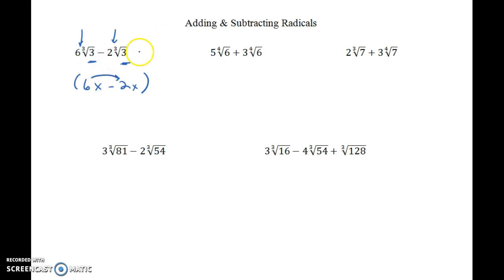So in this case, we subtract the coefficients. So 6 minus 2, that gives us 4. And what's underneath the radical sign stays the same. So 4 times the cube root of 3.